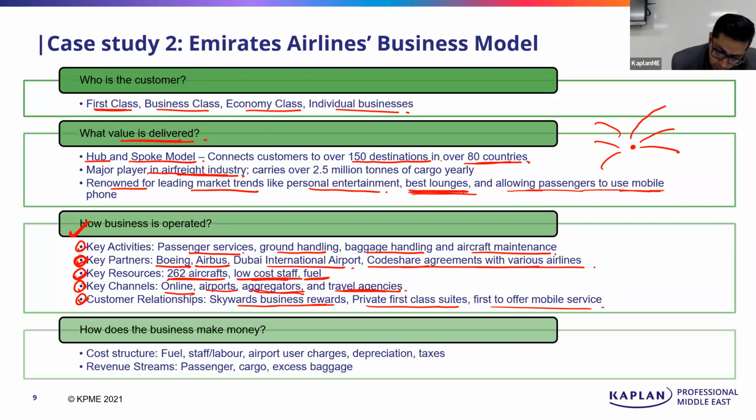How do they make money? Their cost structure, as I've told you, is fuel, staff labor, airport user charges, depreciation, taxes. This is pretty straightforward. The only different thing that you need to be aware of is airport user charges. And their revenue streams come from passenger services, cargo, and excess baggage, right? So this is how they make their money.